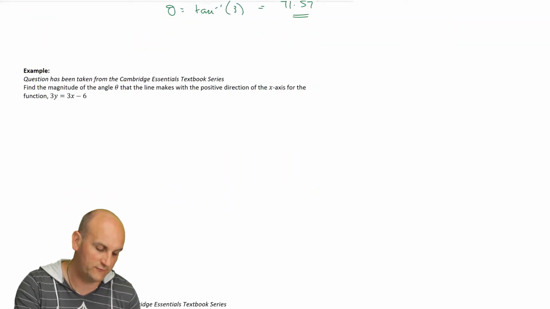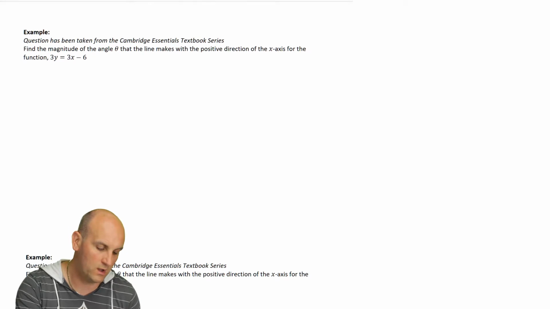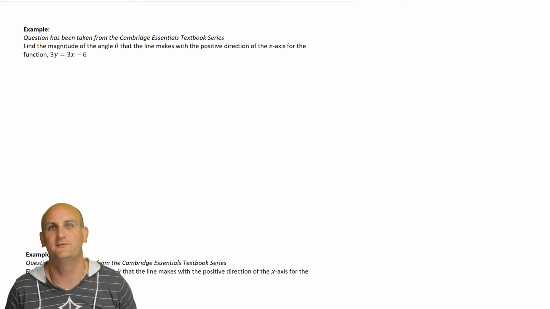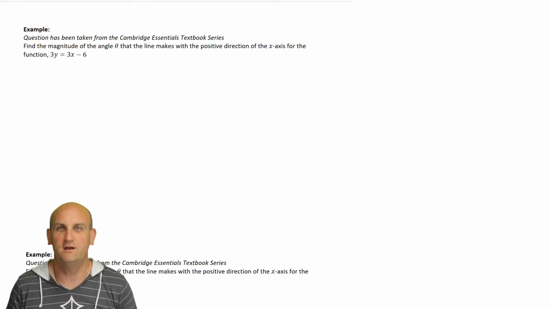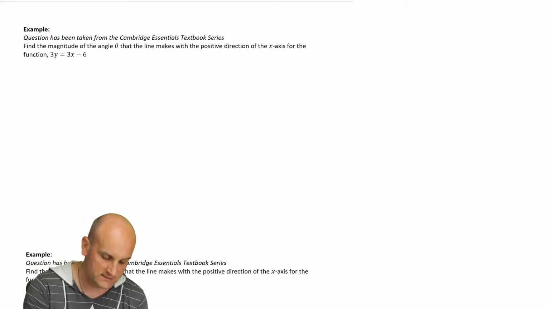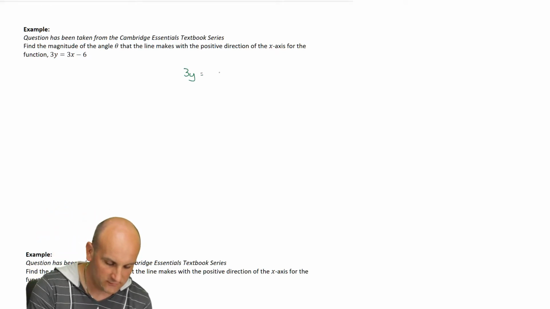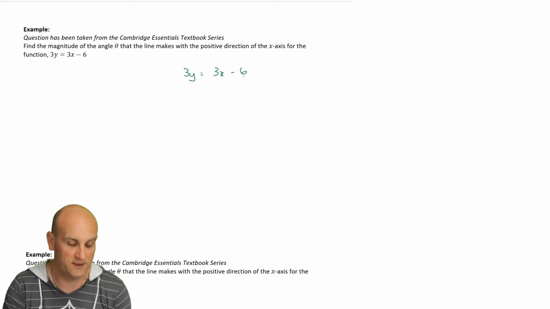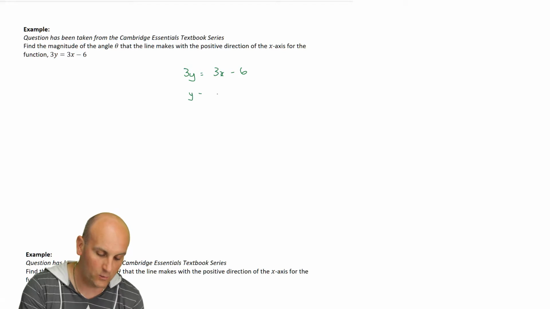What about when it's written in this form? 3y equals 3x minus 6. Any difference? Well, the first thing I'm going to do is make sure I have this in gradient intercept form. So I've got 3y is equal to 3x minus 6. In this situation, it was so simple. I'm just going to divide both sides by 3, so I can get y on its own, which gives me x minus 2.